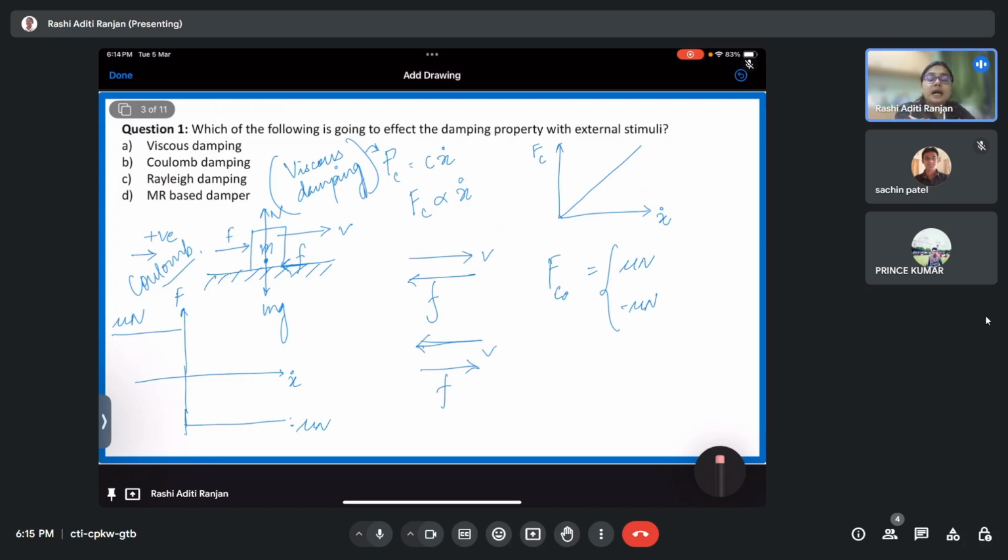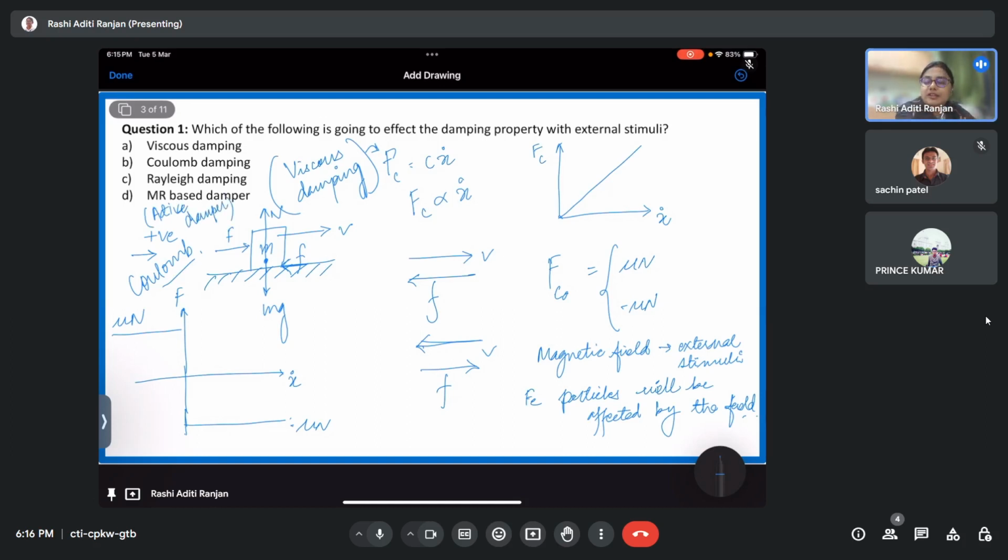So what happens in the MR-based damper is that with the change of magnetic field, its damping effect is going to change. Okay, so it is also known as an active damper, and the magnetic field is going to act as an external stimuli. Your magnetic field is your external stimuli, isn't it? And your iron particles will be affected by the field. Okay, so if I talk about just its application, I'll just write it here. It's an active damper.